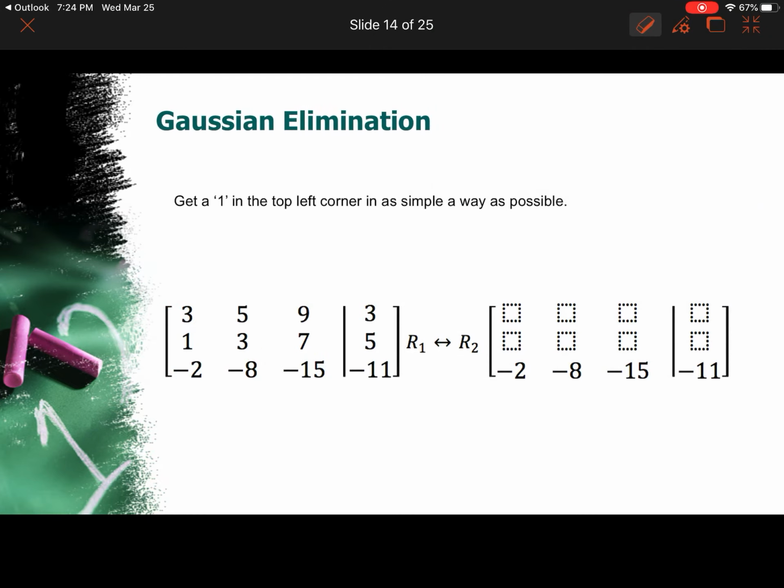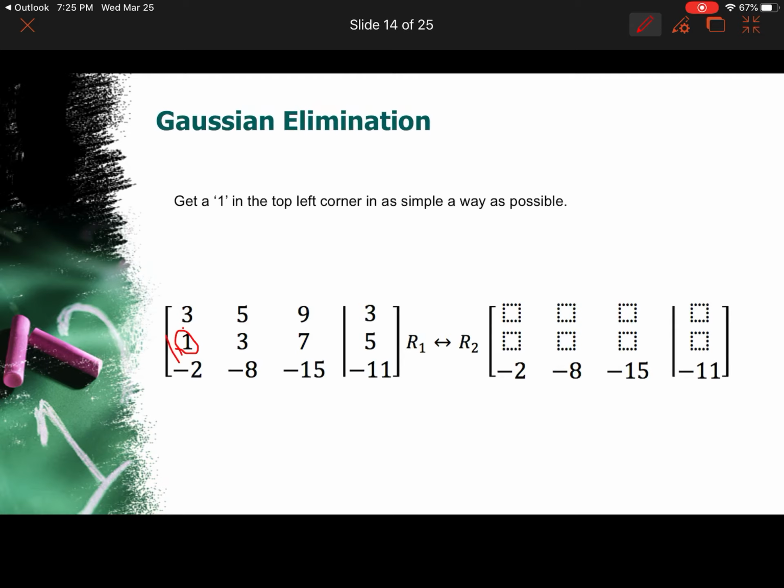Well, we first of all just look at how could I get a 1 in that top left-hand corner, and you want it to be as simple as possible. Now, one way I could do that is by dividing the whole row by 3, and that's a totally valid way to do it. And some people teach that's what you do. You divide it by that number. But it seems like I'd rather work without fractions. So in my mind, I have a 1 right here.